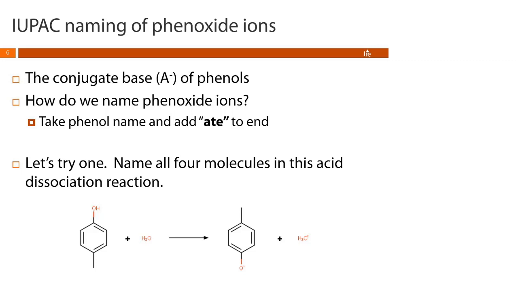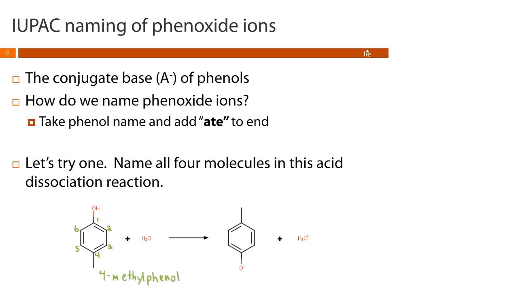Okay, so go ahead and pause this video and see if you can name the molecules in this acid dissociation reaction. We already named the two easy ones, water and hydronium ion. So I want you to give me the name of the two organic molecules. Okay, so let's start with our phenol reactant. Remember, with phenols, we always start numbering at the aromatic carbon containing the hydroxy group. So that means we have a methyl group at position 4. So this molecule would be 4-methylphenol.